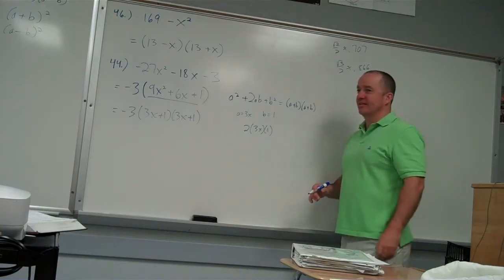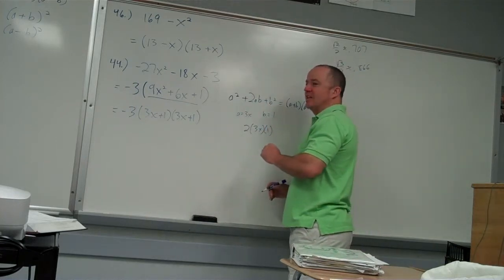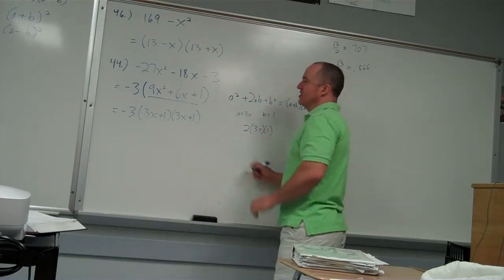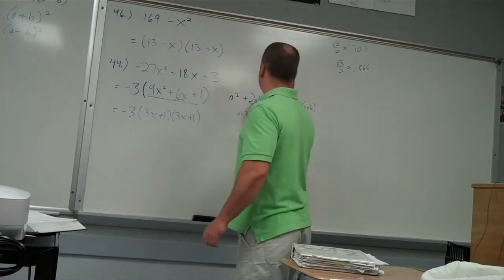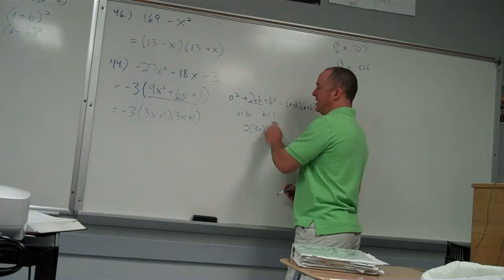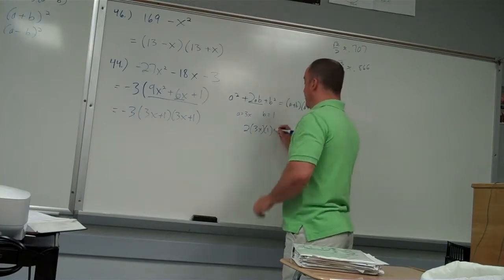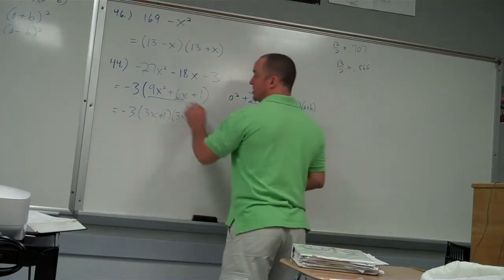But then where does the 6 come in? Okay, I'll show you. There are 2 ways I can do this. First, does the 6x line up with the 2ab? Well, let's check. 2 times a times b would be 2 times 3x times 1. What is 2 times 3x times 1? 6x. So that middle term works.